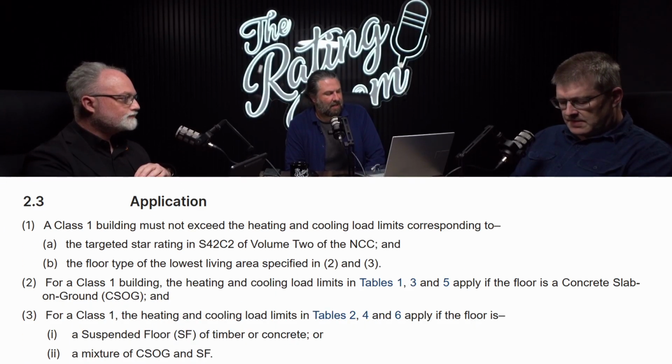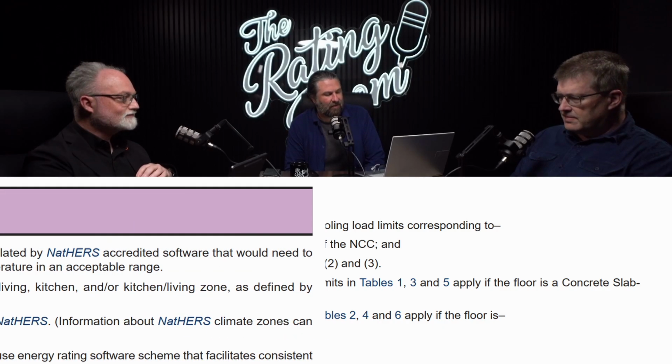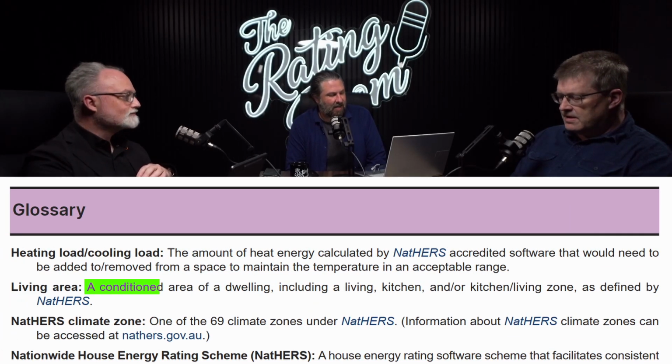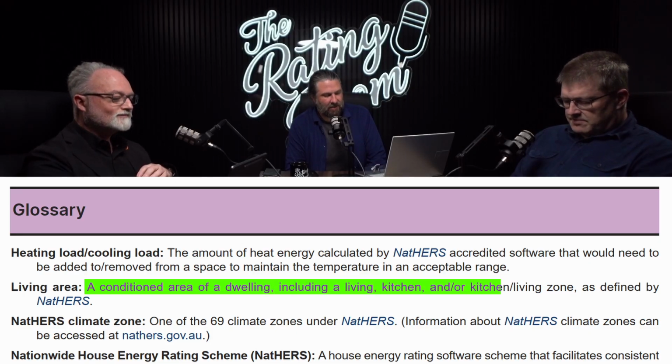So let's have a look at what the standard glossary does include, because there is an entry there for living area only. Correct. So let's have a look at what Andrew was saying, the ABCB NatHERS heating and cooling load limit standard. In clause 2.3 it says the limits are determined by the floor type of the lowest living area, and the glossary defines living area as a conditioned area of a dwelling, including a living, kitchen and or kitchen living zone.